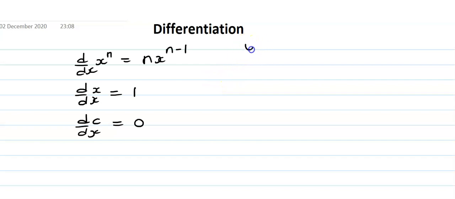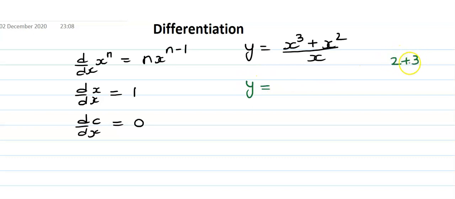If a question comes like this, y equal to x cubed plus x squared divided by x, and you need to find the differentiation of this, what you need to do is first use algebra to simplify. It is like 2 plus 3 over 4, where you can write 2 over 4 and 3 over 4. In the same way, we can write x cubed over x and x squared over x.